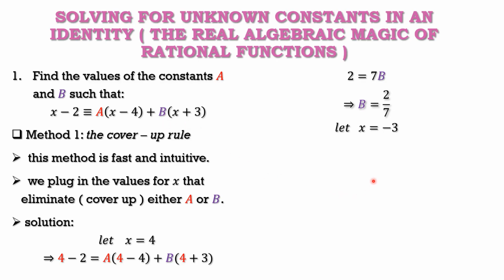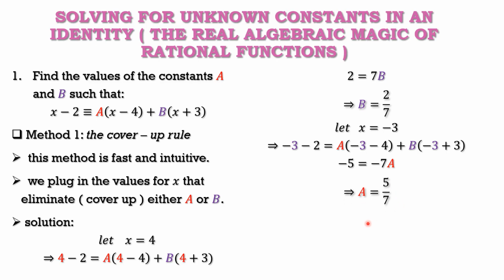So here, when I let x be minus 3, then we are going to have minus 3 minus 2 at this side. Then a equal to minus 3 minus 4, plus b times minus 3 plus 3, which everything here will automatically end up 0. So here the minus 5 will be equal to minus 7a. Then a will give us 5 divided by 7. So we have both answers for a and b.